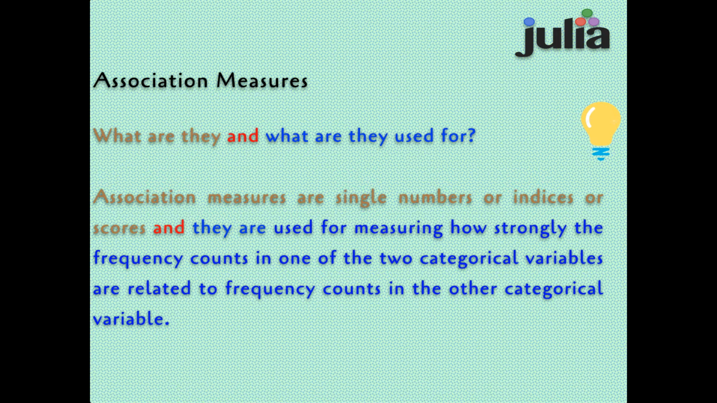Namely, how the frequency counts of all levels in one of the two categorical variables are related to frequency counts of the levels in the other categorical variable. Recall that the level of a categorical variable is one of the possible values that you can assign to a data point regarding that categorical variable. For instance, red is the level of the categorical variable existing colors. Another level is green, and so on and so forth.